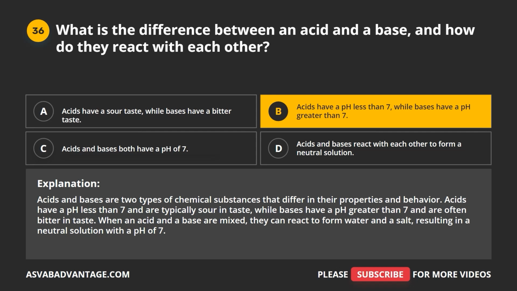Acids have a pH less than 7 and are typically sour in taste, while bases have a pH greater than 7 and are often bitter in taste. When an acid and a base are mixed, they can react to form water and a salt, resulting in a neutral solution with a pH of 7.